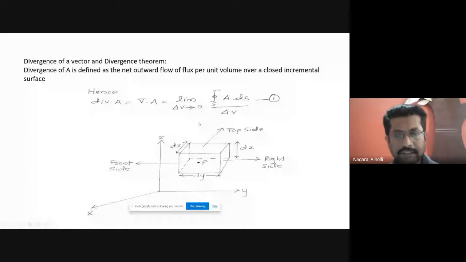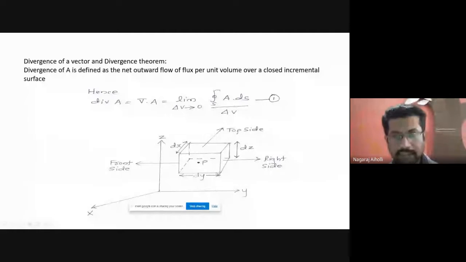Let us consider a point P, and we want to find the divergence of vector A at this point P. We are applying the divergence theorem for the vector A at this point P. We are considering that this point P is enclosed by a closed surface.